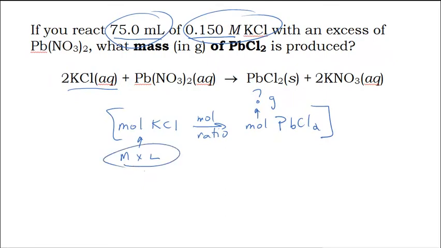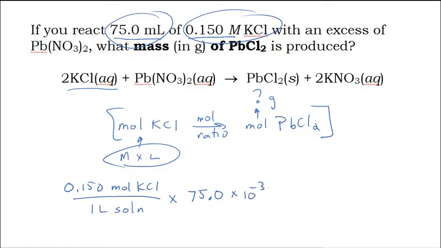Okay, molarity times liters is going to give us moles of KCl. So we have 0.150 moles of KCl per 1 liter of solution. I'm going to abbreviate solution, SOLN, times, now we need to multiply by the liters. Now a quick way to convert milliliters to liters is just to know that milli means 10 to the negative third. So we're just writing the number instead of the letter. You can punch that in your calculator as 75, use your scientific notation key, 10 to the negative third, and then it'll work out. Now you could convert that, and I believe you would get 0.075 liters.